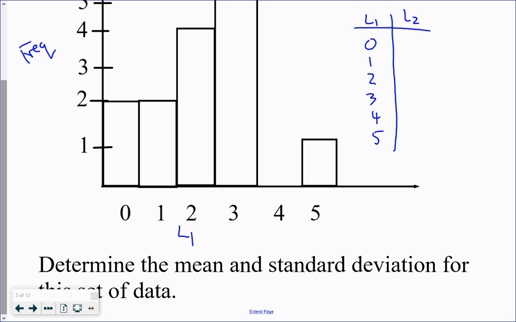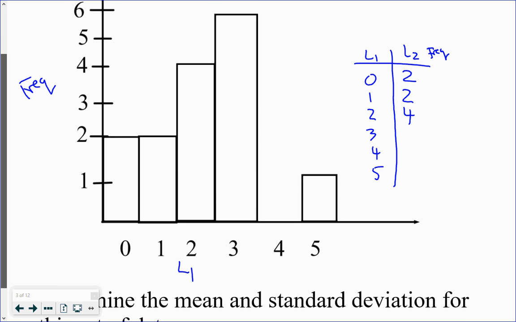My L2 is my frequencies. So 0 computers are sold twice. 1 computer is sold twice. 2 computers is sold 4 times. And then 3 is sold 6, 0, and 1. So again, what you would do is put this into L1, this into L2. When you hit stat, you pick number 1 var stats, and you make sure that you have L1 and you have L2. Okay, and you would go ahead through that process.